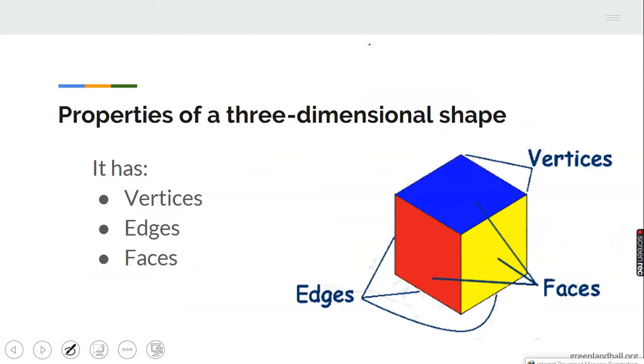Okay. There are properties. Properties of three-dimensional shapes are that they have vertices, what we call corner vertices. They have edges. Now, edges are this line along this place, between one vertex and the other vertex. That is the edge. They have faces, this place here. Okay? Alright.